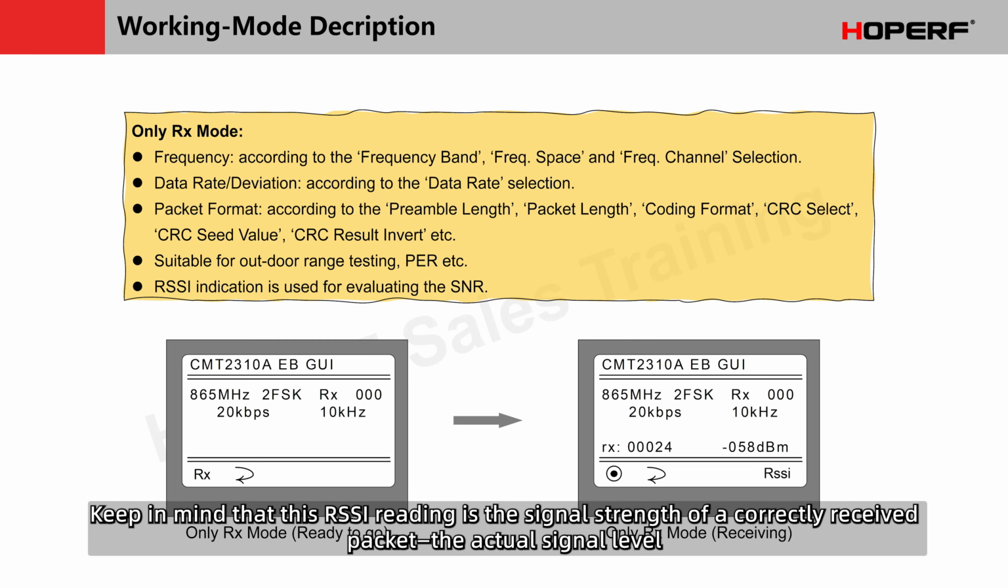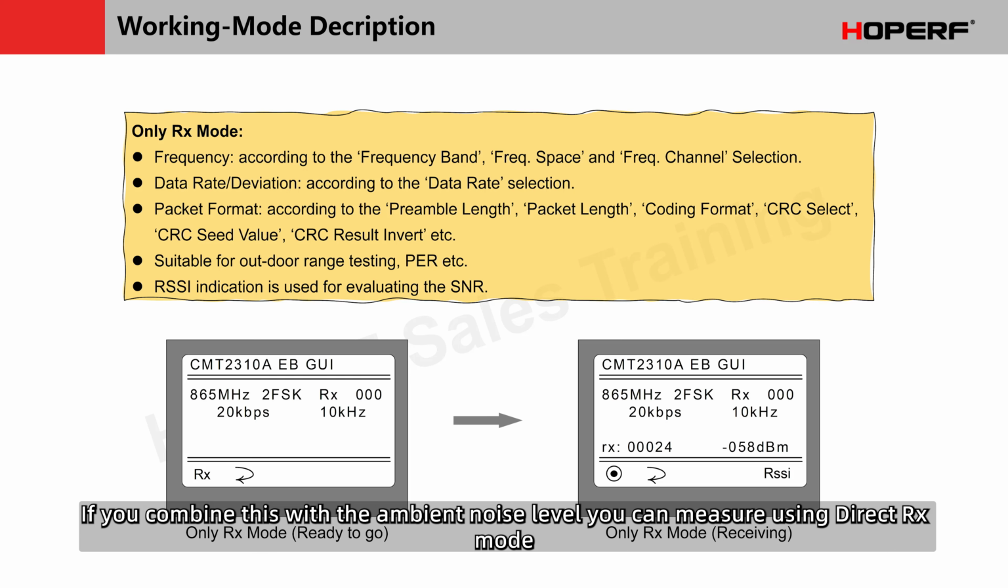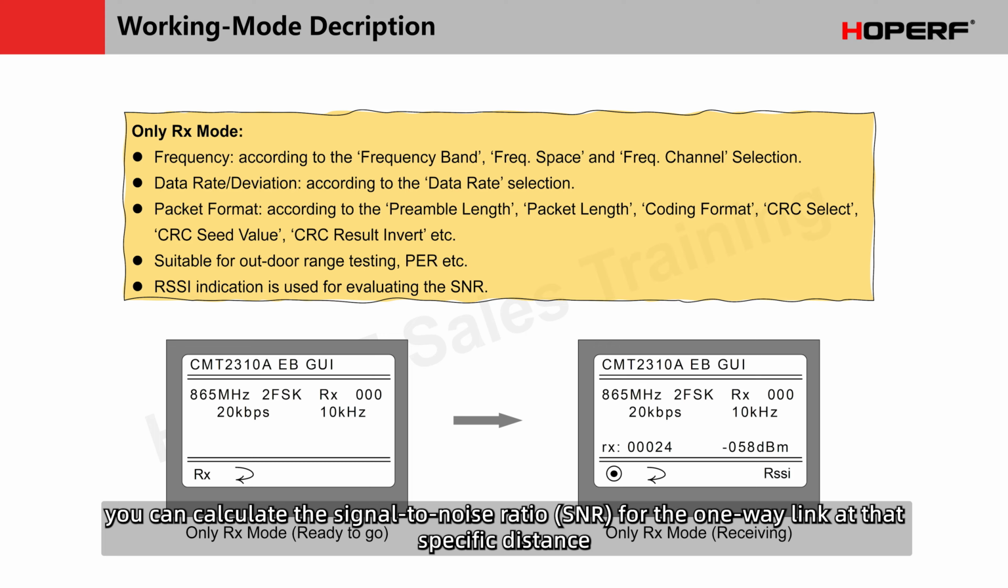Keep in mind that this RSSI reading is the signal strength of a correctly received packet, the actual signal level. If you combine this with the ambient noise level you can measure using Direct RX mode, you can calculate the signal-to-noise ratio, SNR, for the one-way link at that specific distance.